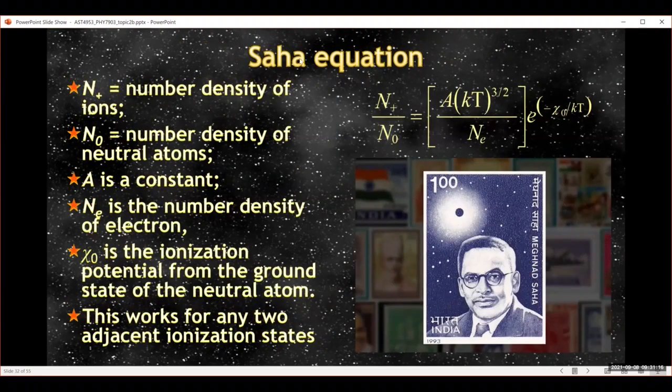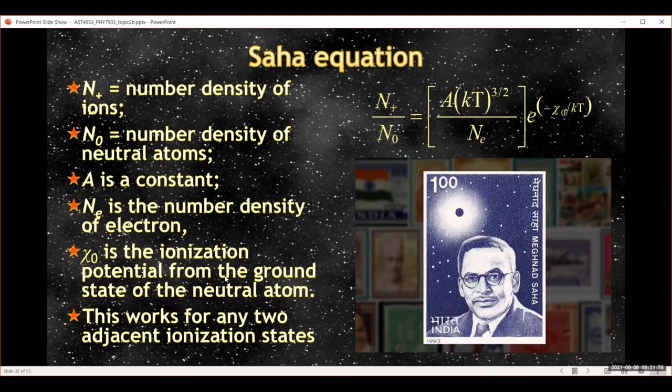And so Saha, an Indian astrophysicist, came up with an equation that was basically similar to the equation that Boltzmann had, but now it's looking at densities of the ions in adjacent states. So here I've got the number density of ions that have just lost one electron, and here I've got the number density of neutral atoms. A is a constant, T is still temperature, and then this is the number of electrons. This is the ionization potential, because that's how much energy it takes to knock the electrons off the atoms. And here we have temperature again.